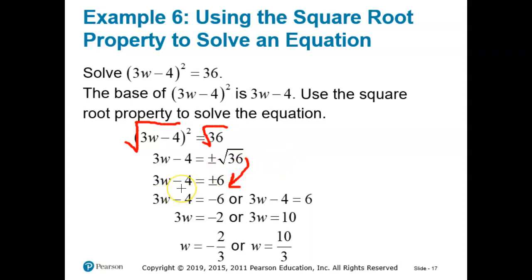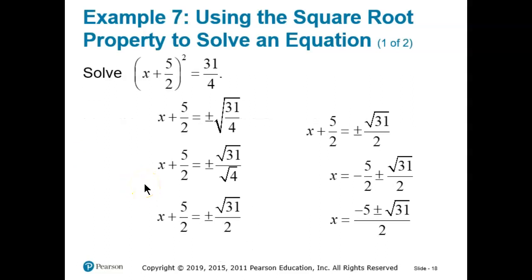So one thing that we know is we are going to have two possible solutions now. So we have to operate two different ways going down. So when we add 4 to the negative 6, we get a negative 2, but when we add 4 to the positive 6, we get 10. So now we divide by 3. The two answers we get are negative 2/3 and a positive 10/3. So it is important that we remember that we have the plus or minus sign. Otherwise, we would have simply gotten only one of those solutions and not both of them.